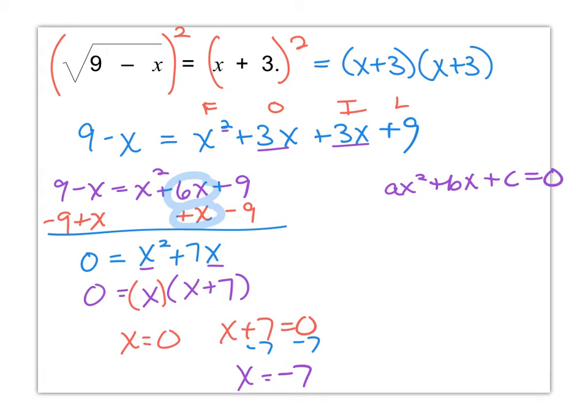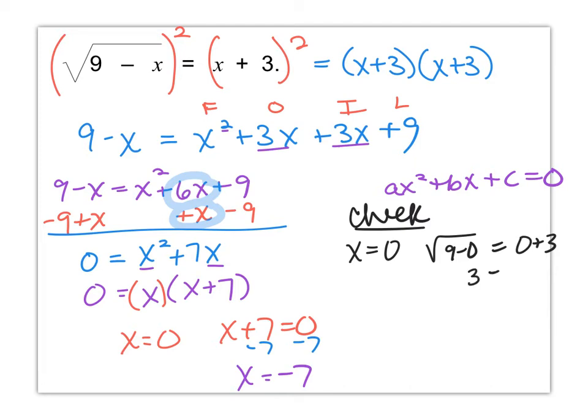We do need to check both of these to make sure they work in the original equation before we did the power rule for solving equations. So our check here, check each one individually. Let's start off with x equals 0. On the left side, if you put in 0, you get the square root of 9 minus 0. Does that equal the right side, which is 0 plus 3? On the left side, square root of 9 minus 0 is the square root of 9, which is 3. And on the right side, we get 3. So 0 is a solution to this radical equation.